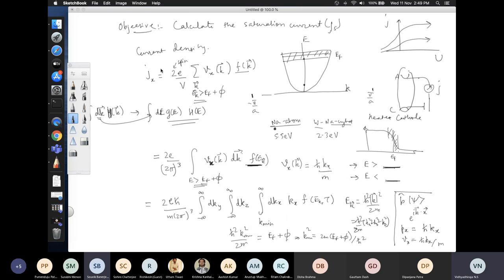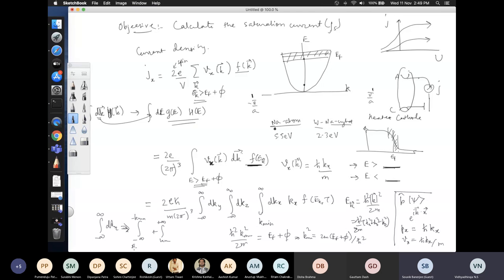Or is everything in this slide clear? Are there any questions? Sorry? Which part? The last part, where you said that the current is contributed in the opposite direction, which we should not consider. Yeah, see, what I'm saying is, ideally this integral should be written only for energies which are greater than EF plus φ. So I should write this as minus infinity to minus k_min, and then k_min to plus infinity. Is this part clear?